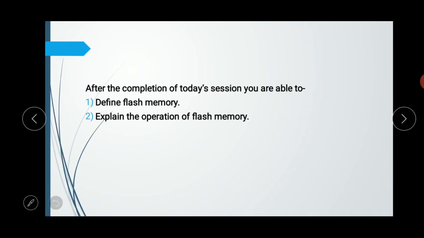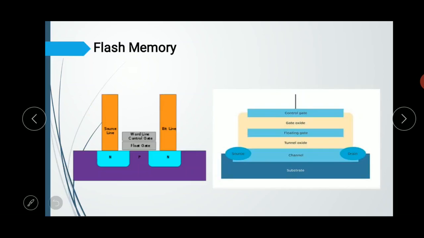After the completion of today's session, you are able to define flash memory and explain the operation of flash memory. Flash memory is a non-volatile memory chip used for storage, and this is a type of EEPROM.